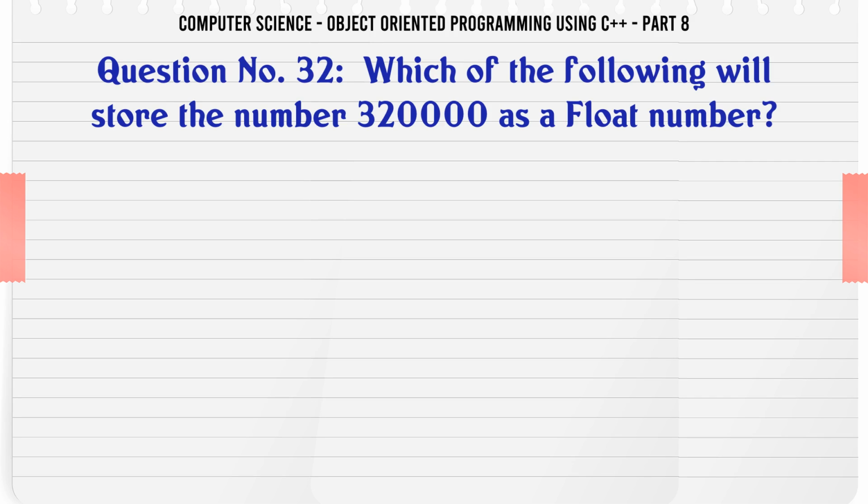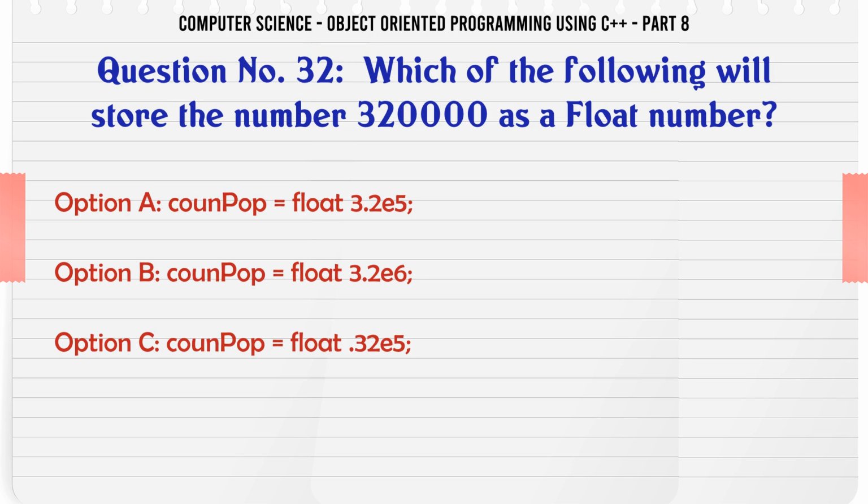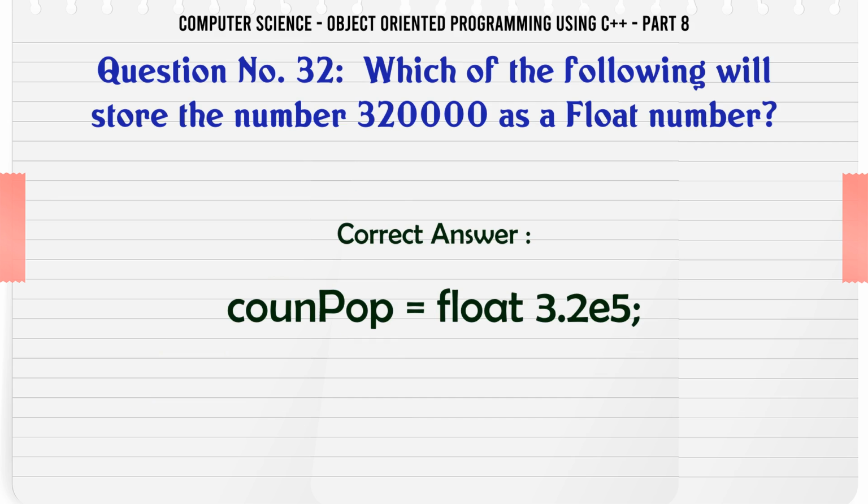Which of the following will store the number 320000 as a float number? A. count_pop = float 3.2E5. B. count_pop = float 3.2E6. C. count_pop = float .32E5. D. count_pop = float .32E7. The correct answer is count_pop = float 3.2E5.